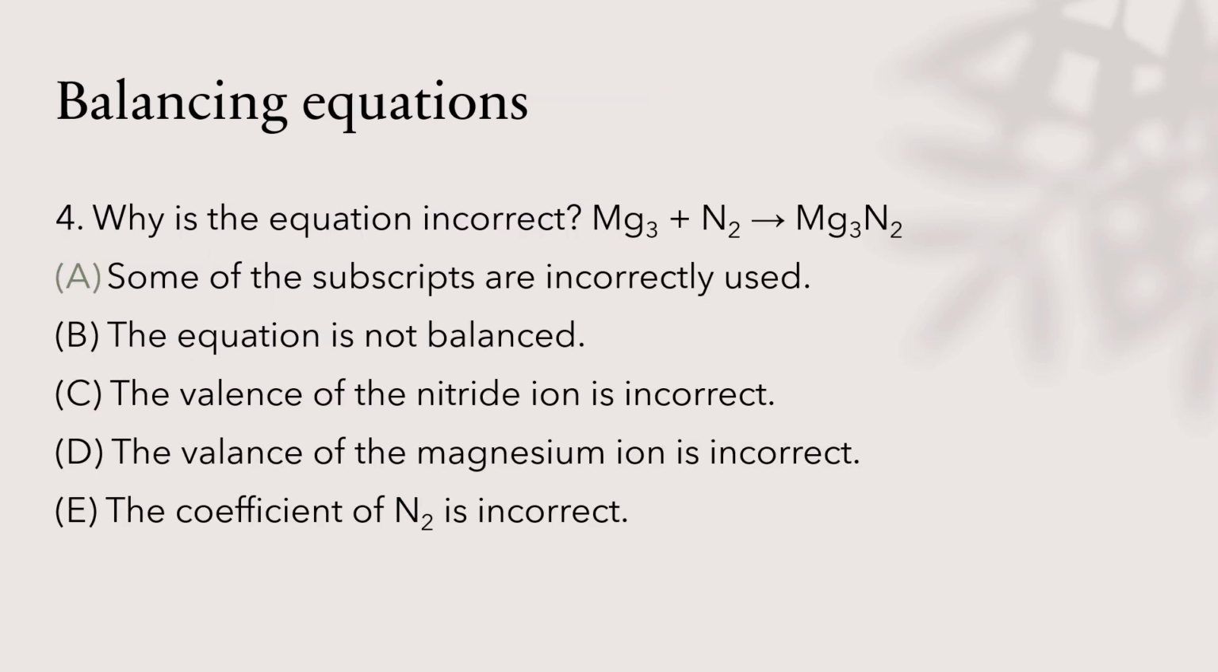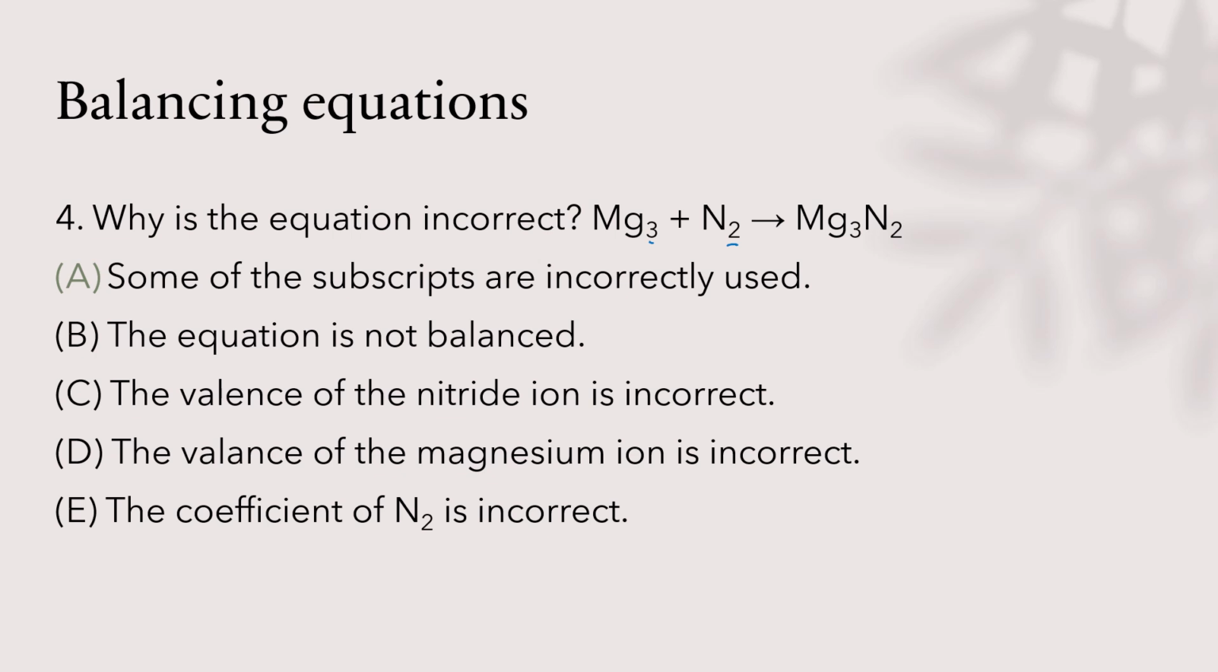This particular question has to do with a balanced equation. It's asking why is the equation incorrect? And it gives us a reaction scheme here. It has magnesium with a subscript of 3 reacting with nitrogen with a subscript of 2, forming Mg3N2, or if we wanted to name that compound, little practice here, it would be called magnesium nitride.